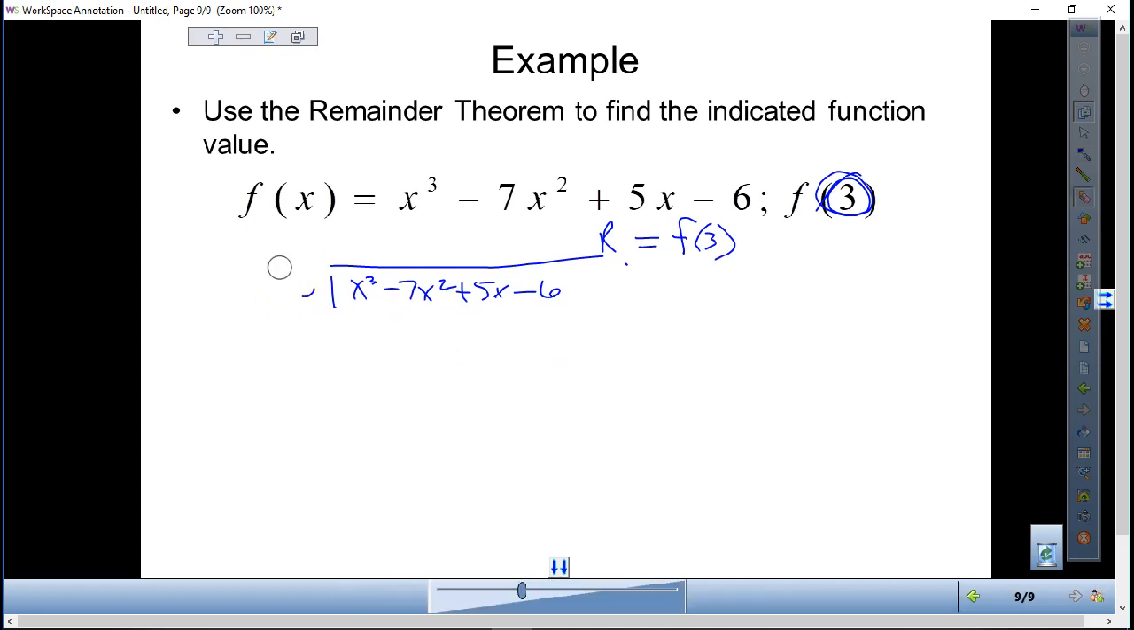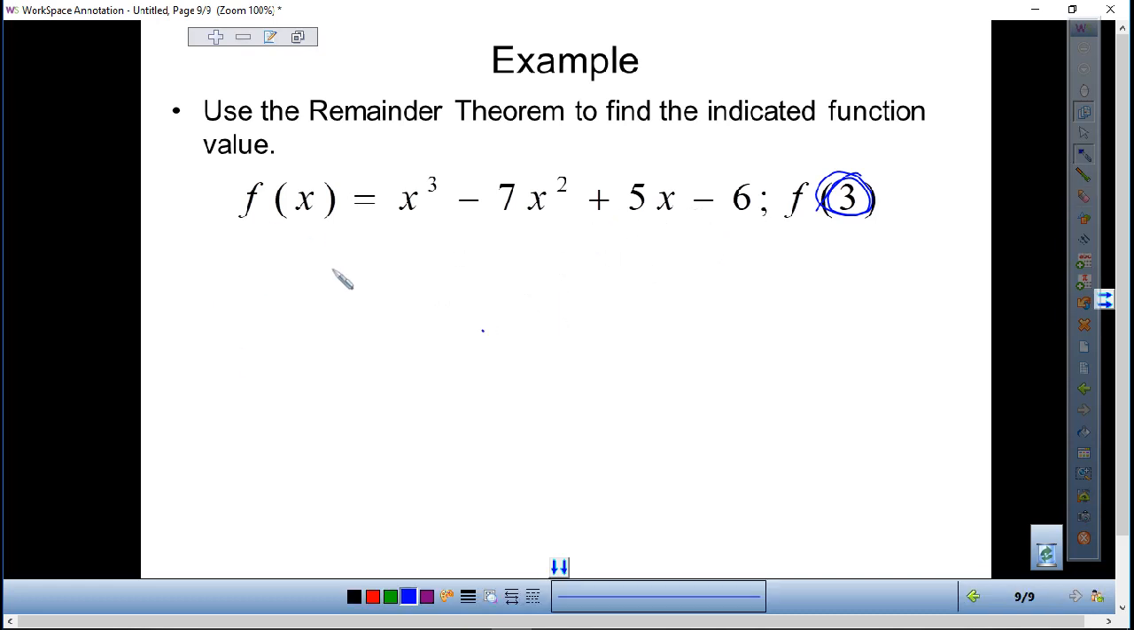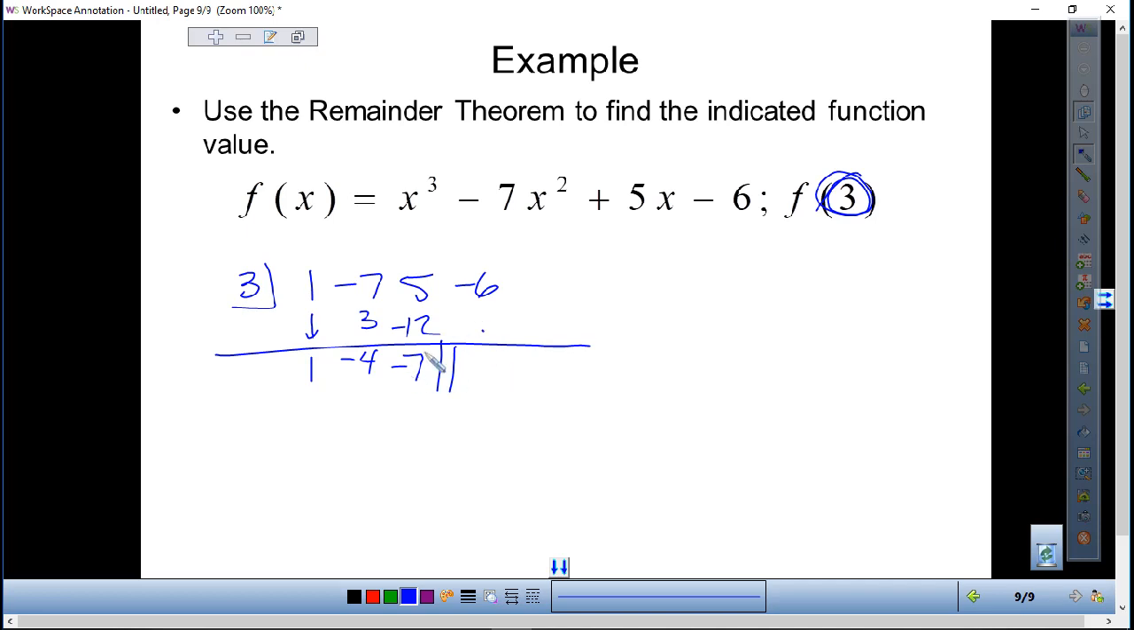Now, I'm not going to do it long division. I'm going to go ahead and do it synthetic since it'll be a little quicker. So we've got 3, and we've got 1, negative 7, 5, and negative 6. So bring the 1 down, 3, negative 4, negative 12, negative 7, negative 21, negative 27. So the remainder here is negative 27. That's also what f of 3 is going to be.